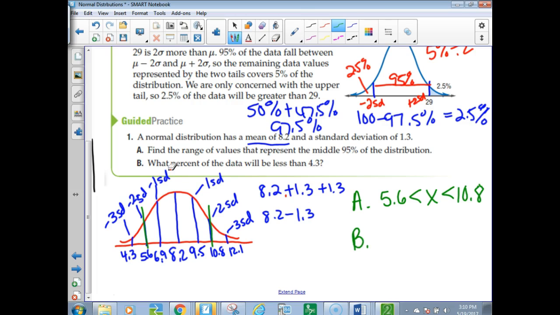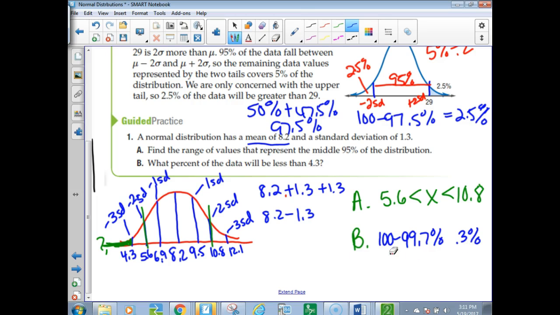Part B says what percent of the data would be less than 4.3? Okay, so that's beyond the standard deviation of 3 to the left. They're asking for this section right here for Part B. Well, that's 3 standard deviations, but from here to here is 99.7% of the data. So if we did 100% minus 99.7%, that only gives us 0.3%, and that has to be shared amongst both ends that are beyond 3 standard deviations.